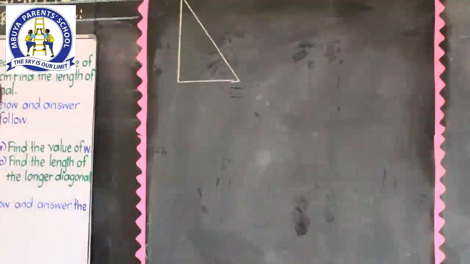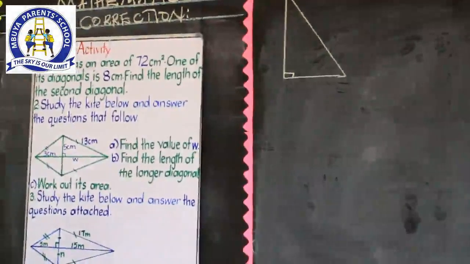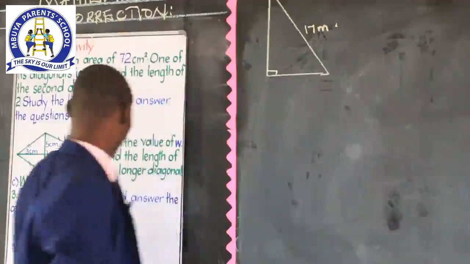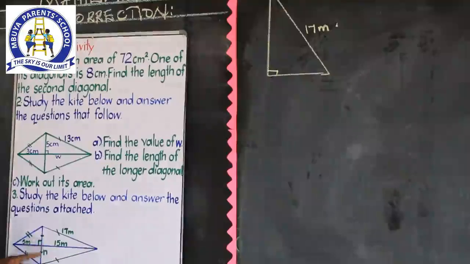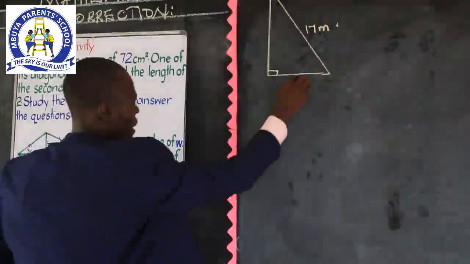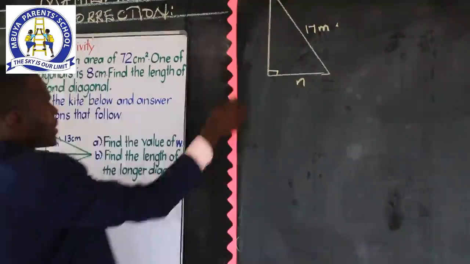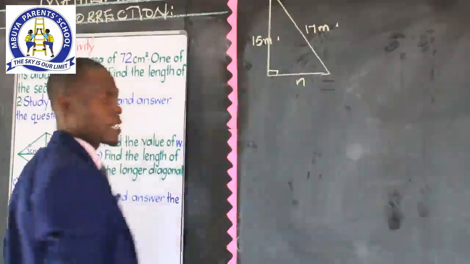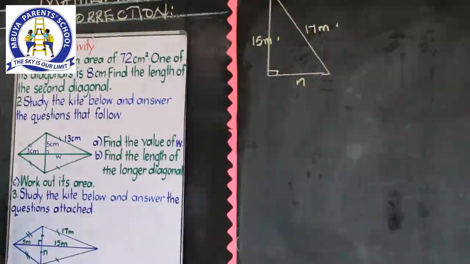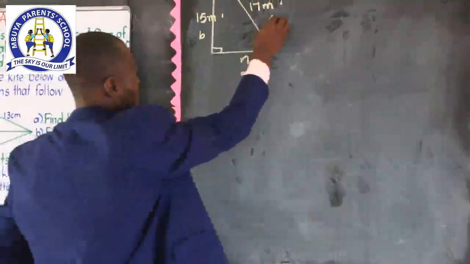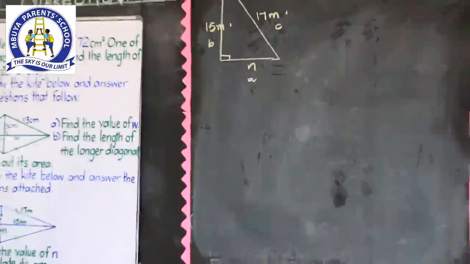We are extracting a right-angled triangle. Please indicate that symbol there. The slanting side, which is also known as the hypotenuse, has been given as 17 meters. The base is there, and the height of the right-angled triangle is 15 meters. At that point, we can apply Pythagoras and get the value of the unknown, which is n. This one can be labelled A, this one B, and that one C.